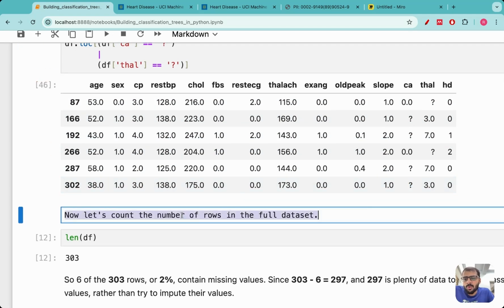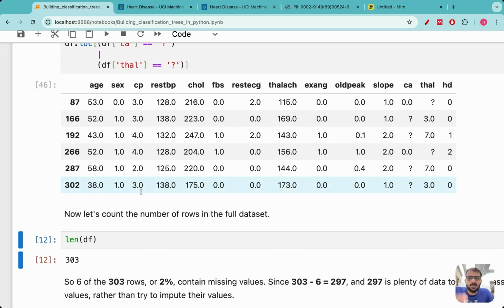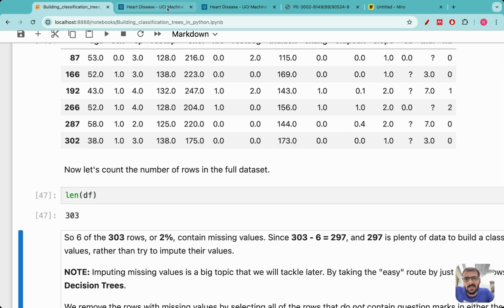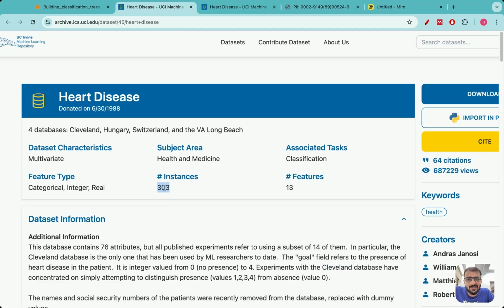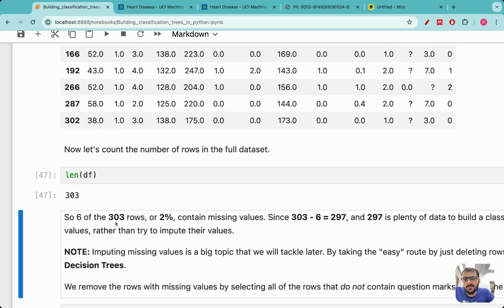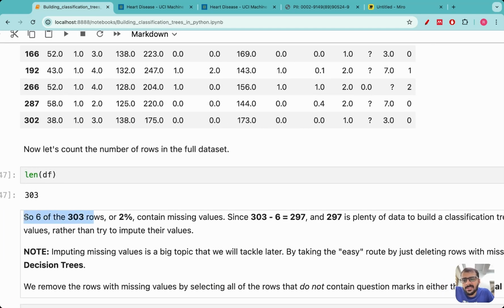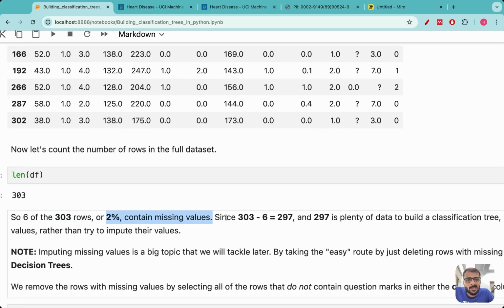And now let's count the total number of rows in the data set, which means the total number of patients we have. This we should have done ideally earlier at the start, but it's fine. We can even see it over here. So there are 303 people, right? You can see this in the data set description also. So if you run this, you will see that 303 patients were there. Overall, we conclude that 6 of the 303 patients, or 2%, contain missing values.